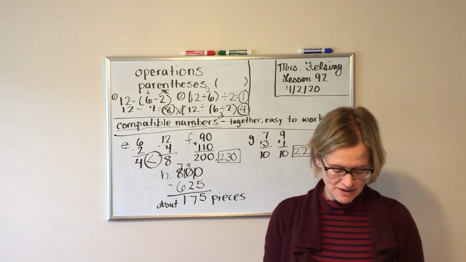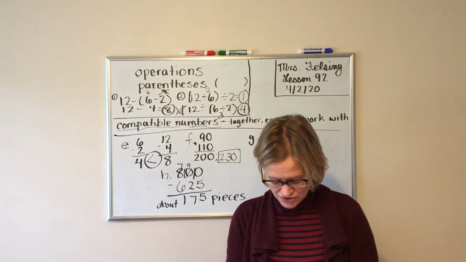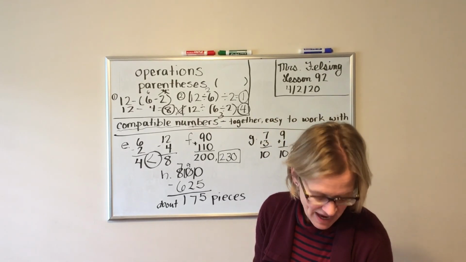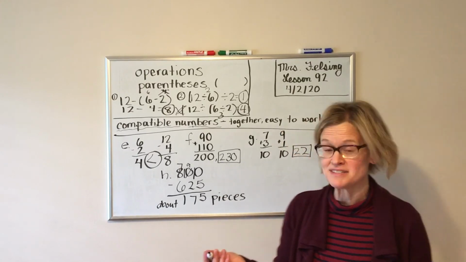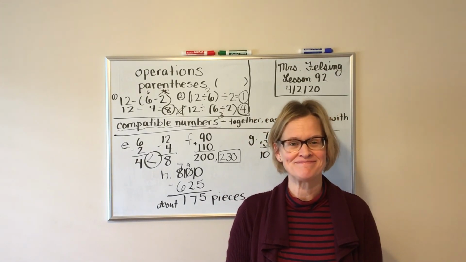So your assignment for tomorrow would be pages 502 to 503, numbers 1 through 20. I hope that you understand parentheses and compatible numbers. If you don't, please let me know and I'll be happy to help you.